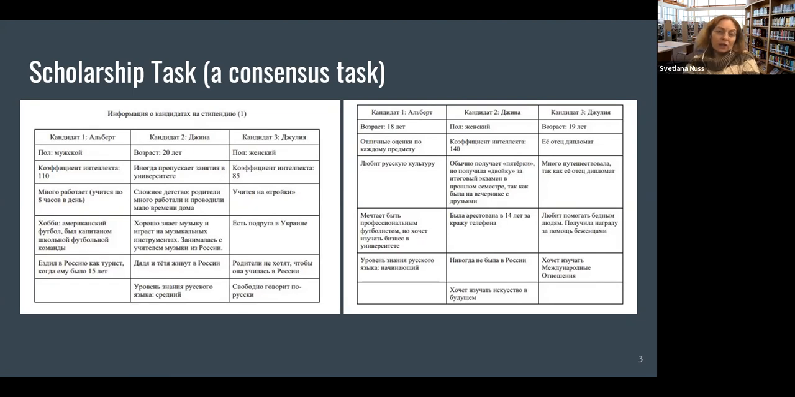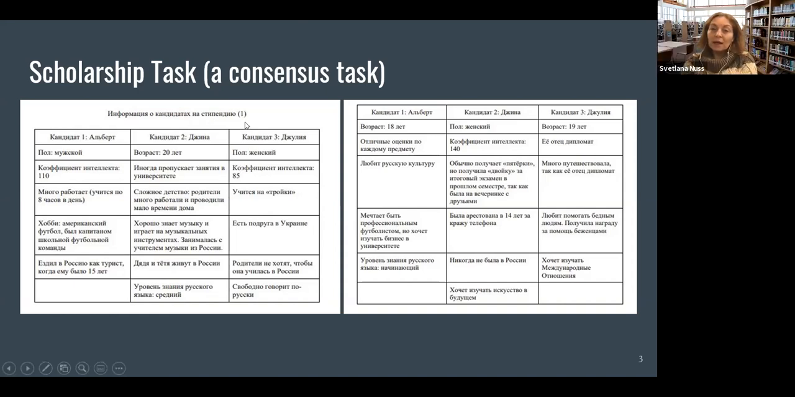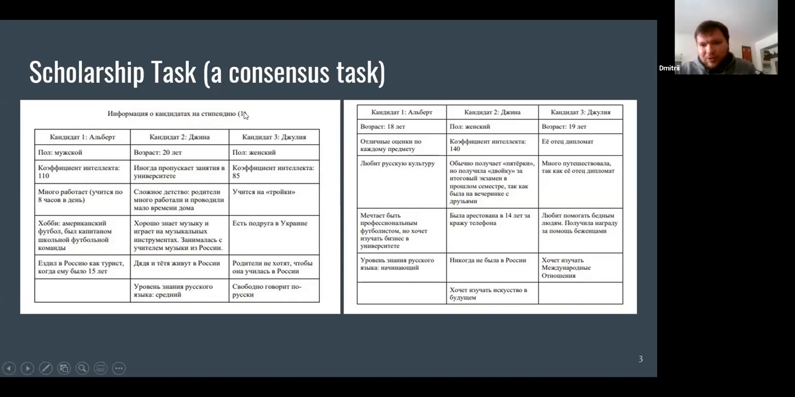Dmitrii, I apologize, can I interject for a second? I have a question. Does everybody see all of these candidates? Yes, every student has a piece of paper like this, and one student cannot see the other student's. Yes, that's a good question. So student one sees this piece of information on the left, and the second student sees the other.